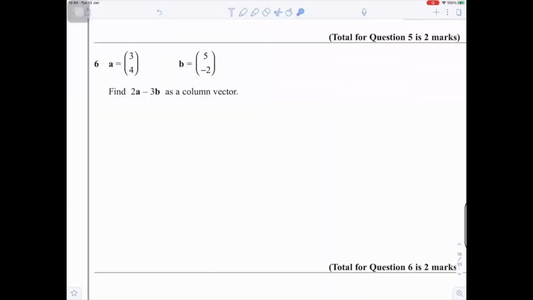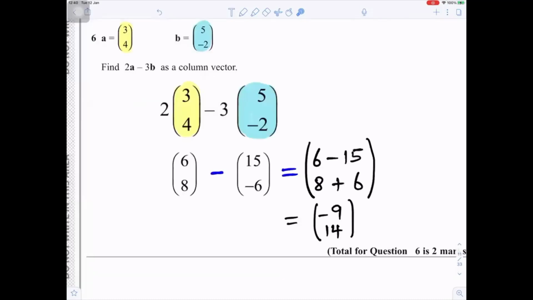Question number 6. A is given by the column vector 3, 4. B is equal to the column vector 5, minus 2. Find 2A minus 3B as a column vector. So we would write 2 times A, 2 times 3, 4, minus 3 times 5, minus 2. So 2 times 3 is 6. 2 times 4 is 8. So the new column vector is 6, 8.